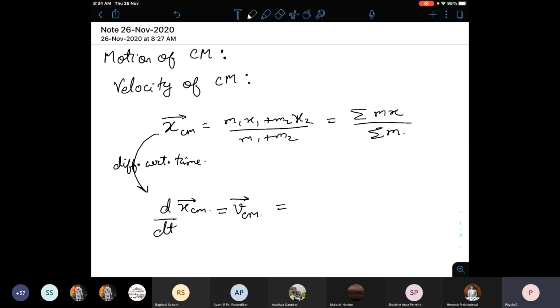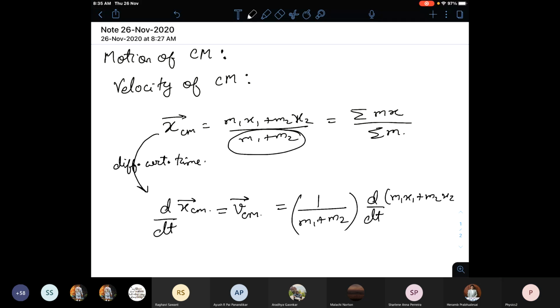You are differentiating the right hand side. We can see that the denominator is a constant. So the denominator is a constant, so that will jump out of differentiation. It will become 1 upon m1 plus m2. Now you will be left with differentiation of m1 x1 plus m2 x2 and so on. You can write it in summation also, but I am doing it for two point objects so that we can generalize the result afterwards.